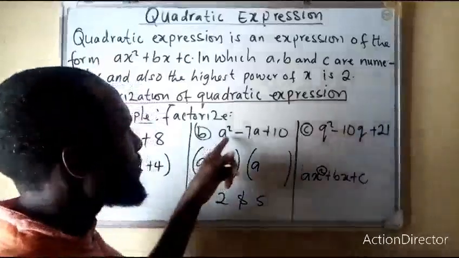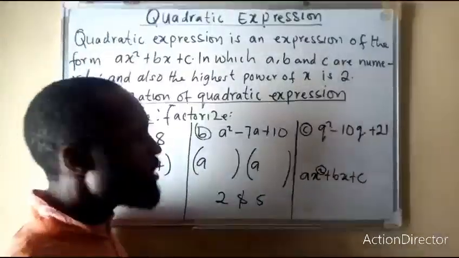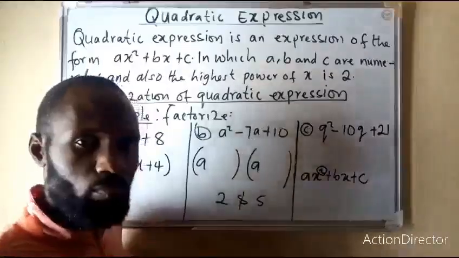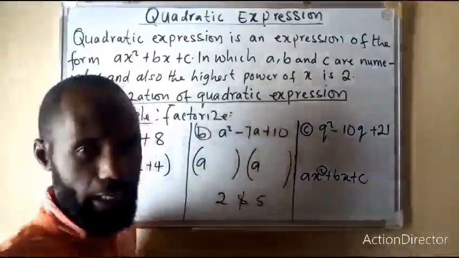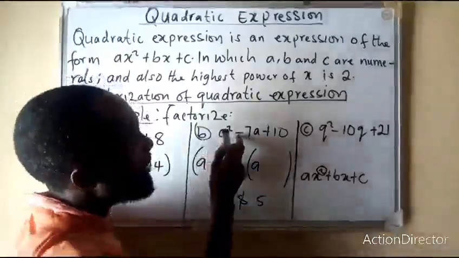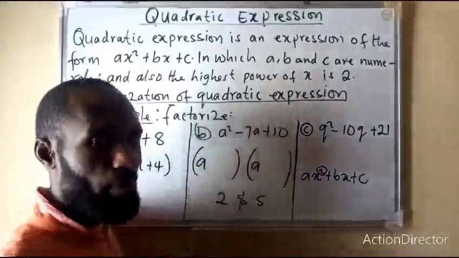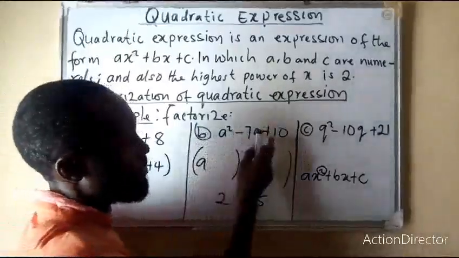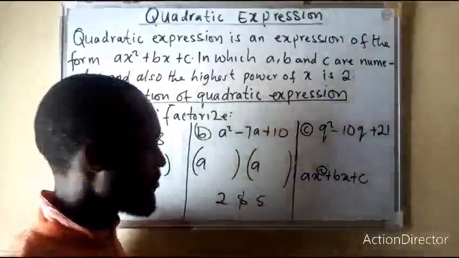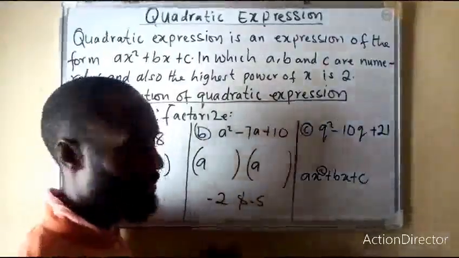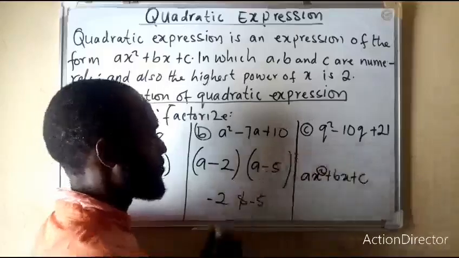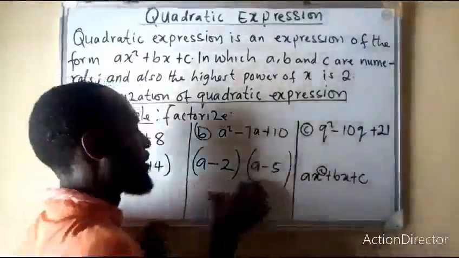Since the numbers are 2 and 5, if the first one is negative and the second one is positive, all of the numbers will be negative. Mind you, if here is negative and here is positive, when you get the 2 numbers, all of them will be negative, meaning minus 2 and minus 5. So you put them here: minus 2 and then minus 5. So these are your numbers.